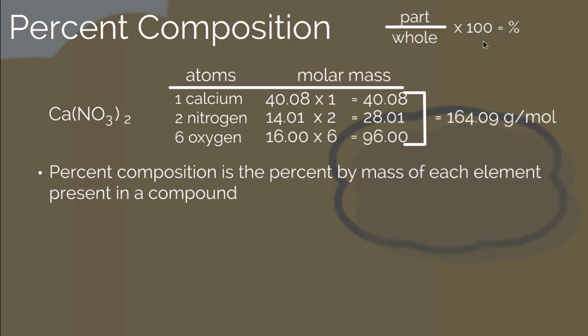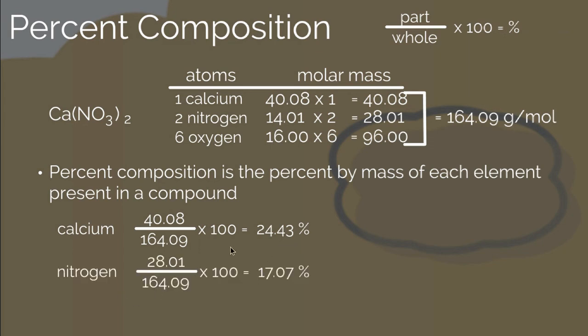So again, if we go back to this example and carry on with it, I already know the total mass, and I know the individual masses for each element. So let's use it to calculate. If we focus just on calcium, we will take 40.08 for the mass of the calcium, and I will divide that by the mass of the compound, 164.09. Divide that, multiply that by 100, and you get 24.43%. We move on to the next element.